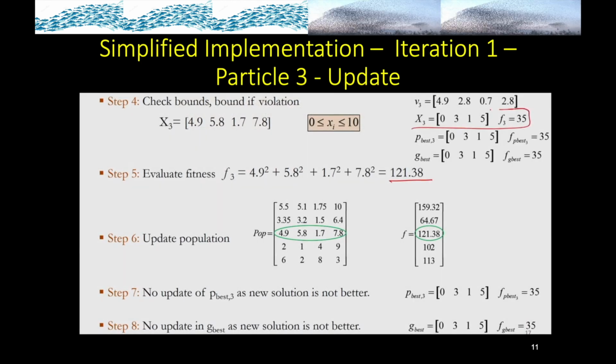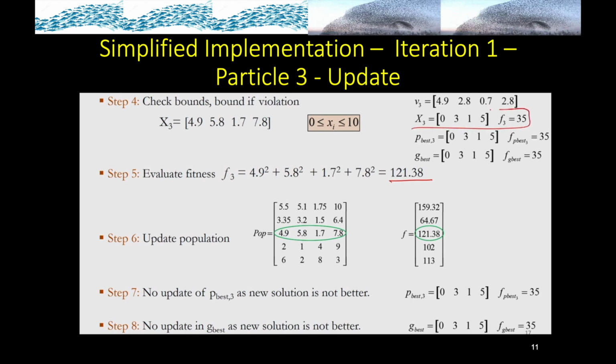In the update part, first we'll check for bounds, to see if the bounds are violated. In this case, they are not violated, so we are not going to be worried about that. We'll then evaluate the function value, the fitness of the function, which is going to be much worse than the original function value, which was 35. Now it has gone up to 121.38.